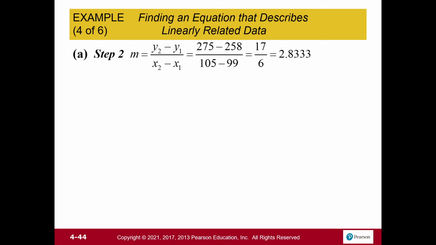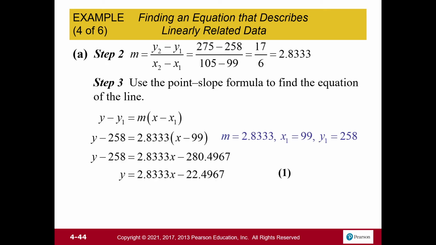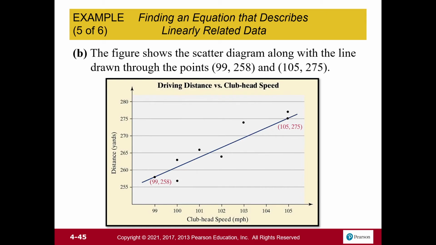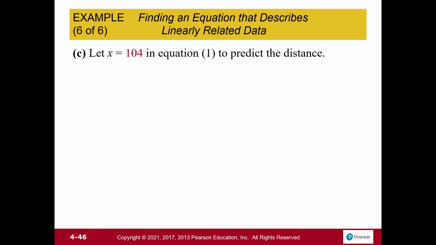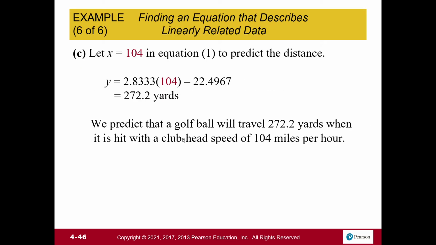And now the question is, how do you actually find an equation that represents the linear related data? This is what we call the line of best fit. We're going to learn how to create that. So it's actually a pretty complicated process. Now once we actually have our line of best fit, we are able to make predictions.